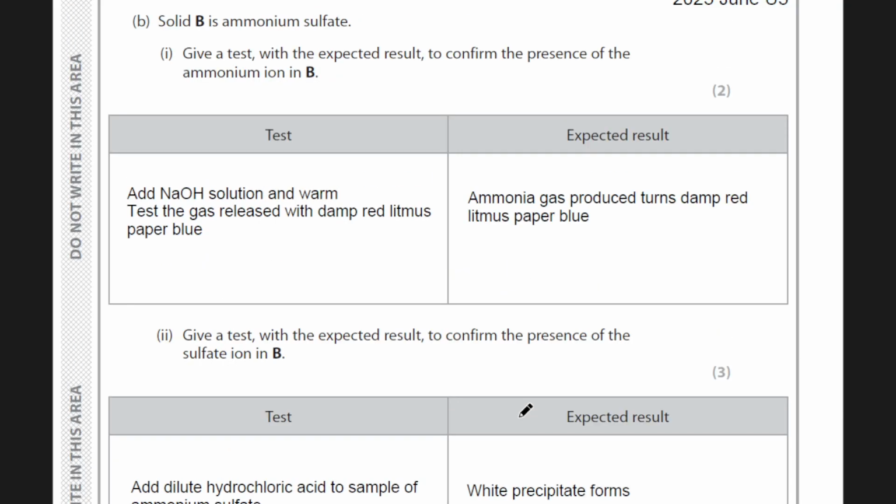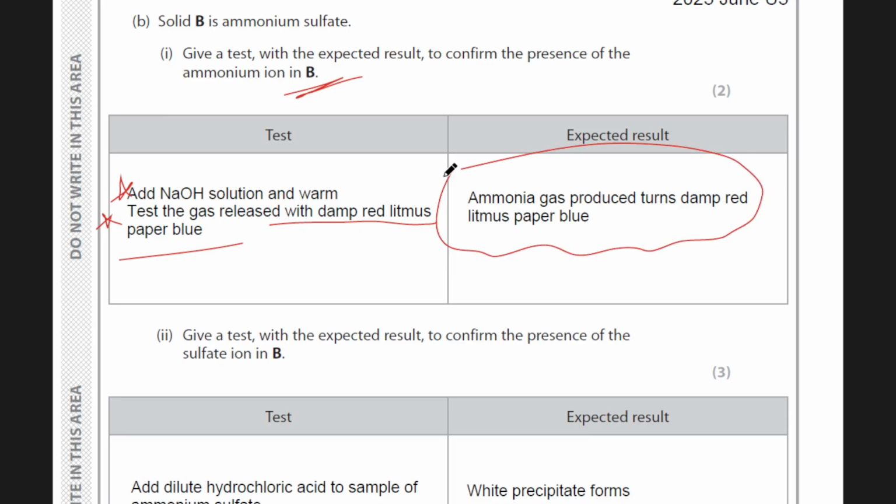Moving on, solute B is ammonium sulfate. So give a test with the expected results to confirm the presence of ammonium ion in B. You add sodium hydroxide solution and you warm. You test the gas released with damp litmus paper. It's going to turn blue, because obviously ammonia gas is the only alkaline gas that we get to see at AS level.